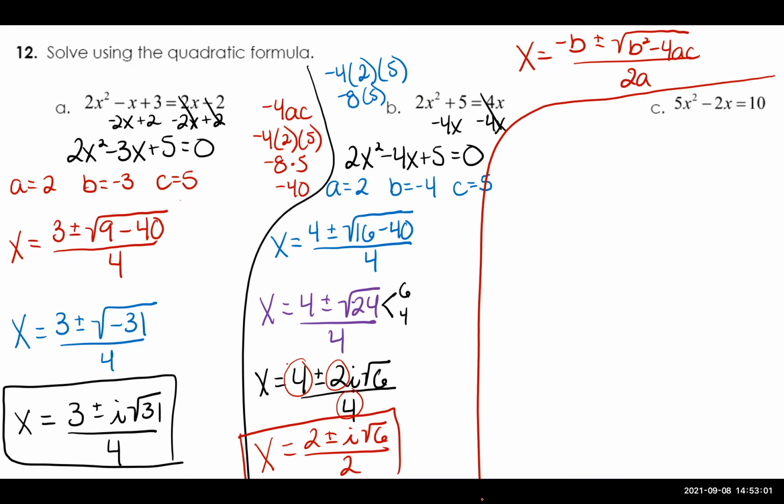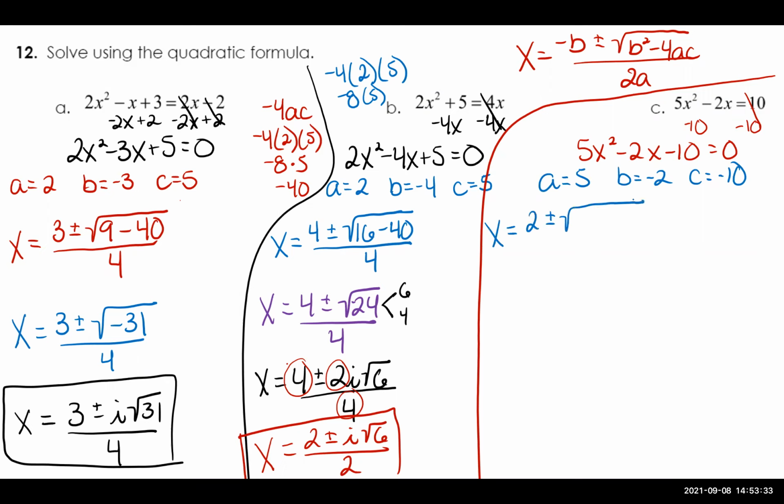Okay, part C, we want to subtract 10 from both sides. We have 5x squared minus 2x minus 10 equals 0. Solving using the quadratic formula, we want to identify a, b, and c. Then I want to plug into our formula. So we have x is equal to the opposite of b. So if b is a negative 2, I want a positive 2.